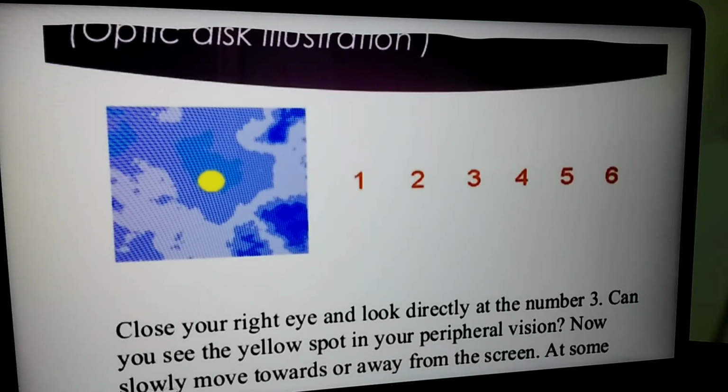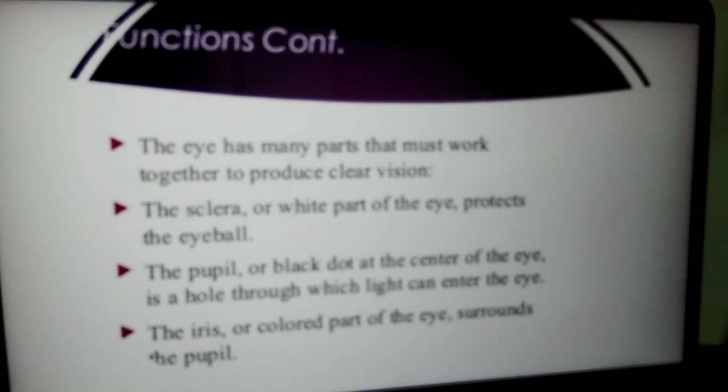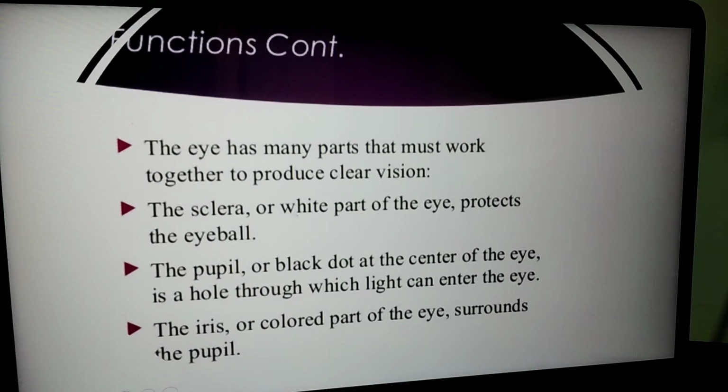Now, do this activity. Close your right eye and look directly at the number 3. Can you see the yellow spot in your peripheral vision? Now slowly move towards or away from the screen.